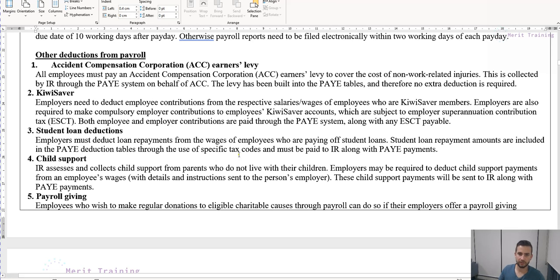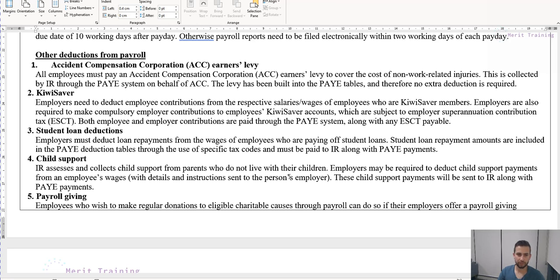So again, this comes through the PAYE, so it's withheld each month from the gross salary and paid along with your ACC, PAYE, and other deductions, which we'll talk about. So the next deduction that we're going to be talking about is student loan deduction. So employers must deduct loan repayments from the wages of employees who are paying off student loans. Student loan repayment amounts are included in the PAYE deduction tables through the use of specific tax codes and must be paid along to the IR along with PAYE.